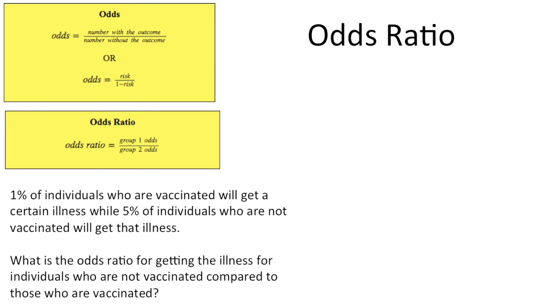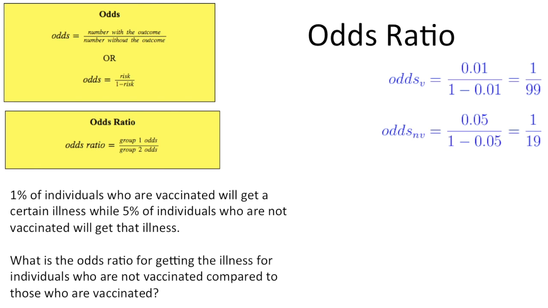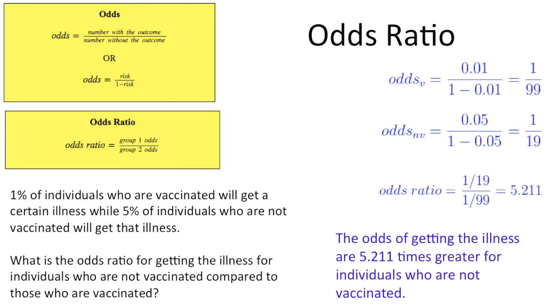The first step is that we need to compute the odds. So using the risk, the odds for the group that is vaccinated are 1 over 99 or 1 to 99. For those who are not vaccinated, 1 over 19, or an odds of 1 to 19. So for our odds ratio, recall we're comparing those who are not vaccinated to those who are vaccinated. So 1 over 19 divided by 1 over 99 gives us an odds ratio of 5.211. To interpret this, we would say that the odds of getting the illness are 5.211 times greater for individuals who are not vaccinated.